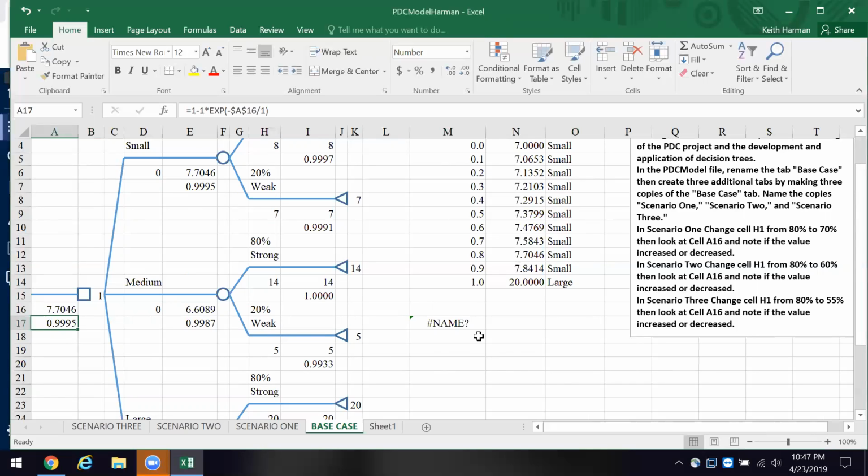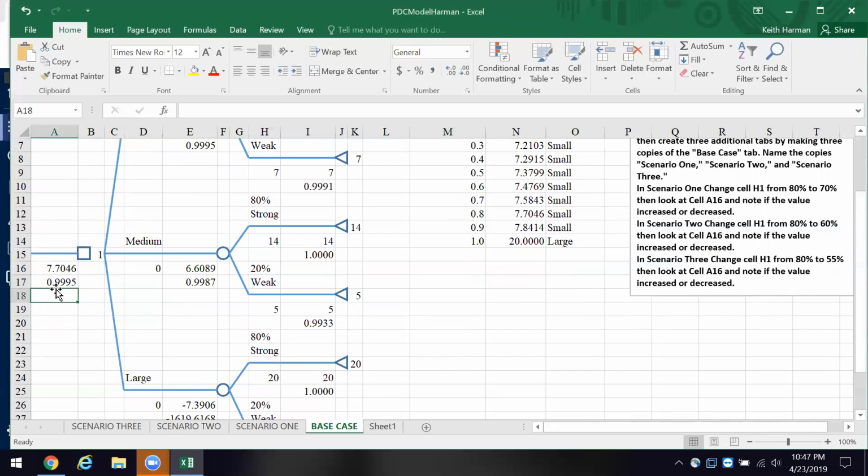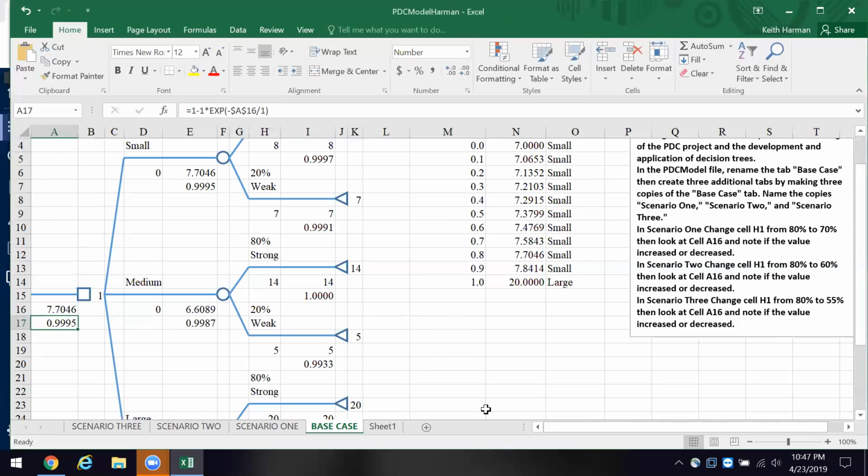Let's look at that for just a second. Now, this is going to equal A16 divided by 1. Okay? And we get the 7.7046. In other words, we get the figure itself divided by 1.